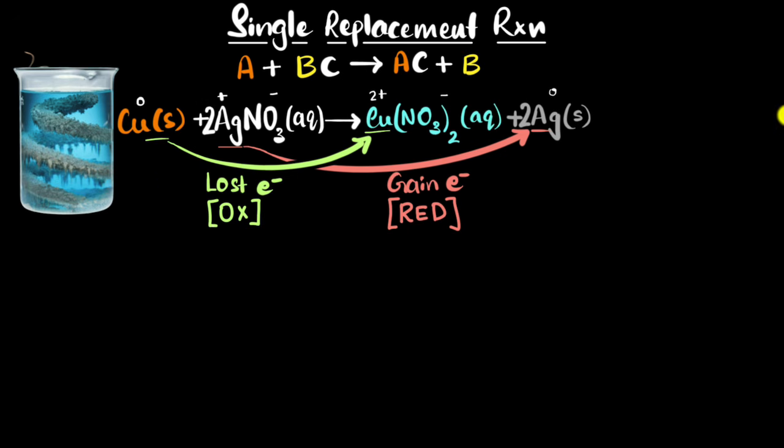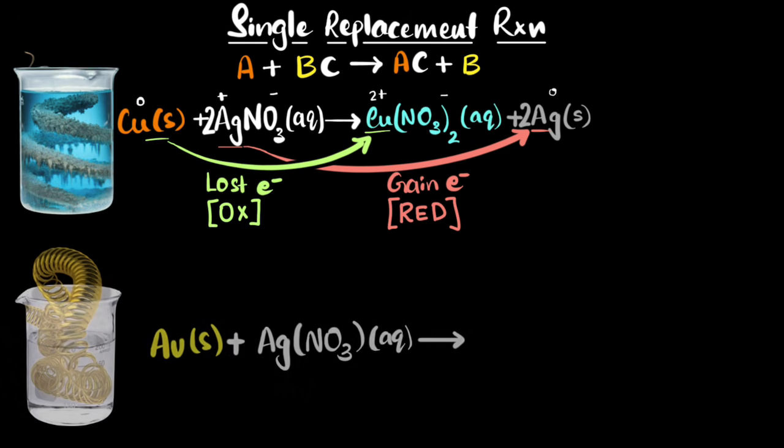But now that brings up the question, what happens when you put gold in silver nitrate solution? Well, turns out nothing. You get no reaction over here at all. Gold is unable to replace silver, and that's why nothing happens. But why not? Why is copper able to replace silver over here, but gold is unable to?